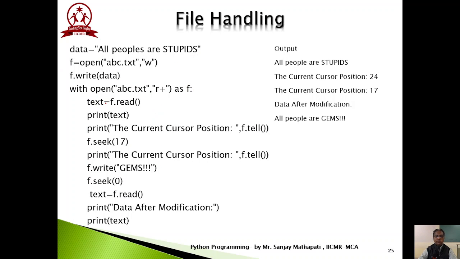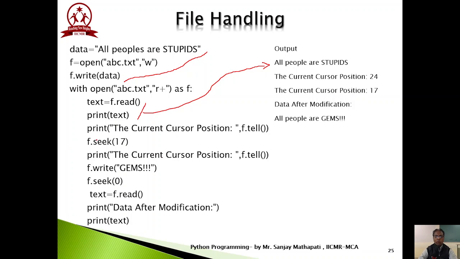Now text equals f.read means whatever contents I read, the entire text will be stored in the variable called text, then print the text. Because of these two lines we will get the output, first of all, whatever contents are stored in my file: all people are stupid. This is the line we wrote earlier with those three statements.